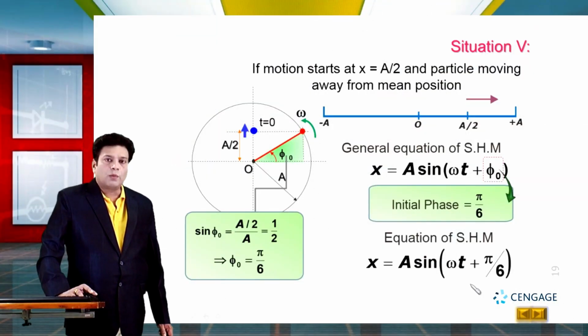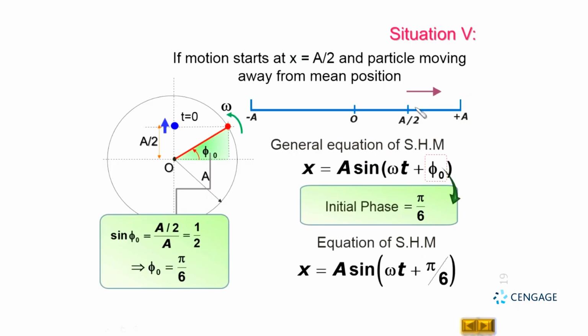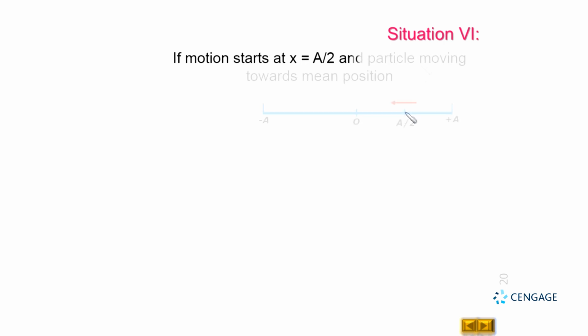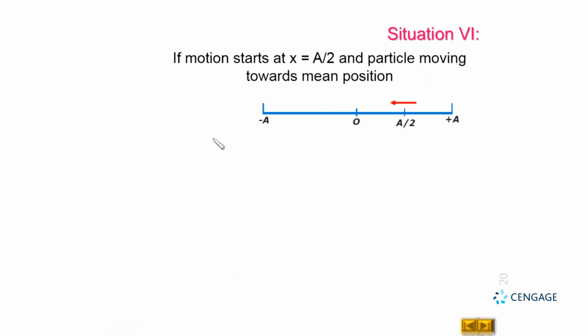Now let us take one more situation. Now move this particle toward the mean position from the same location. That is, the particle starts oscillating from x equal to a by 2 and moving toward the mean position. Now let us make the circle of radius a again, and this is the corresponding position of the point. Now we need not explain the initial position because it is moving toward the mean position. That's why I have made the arrow toward the mean position.